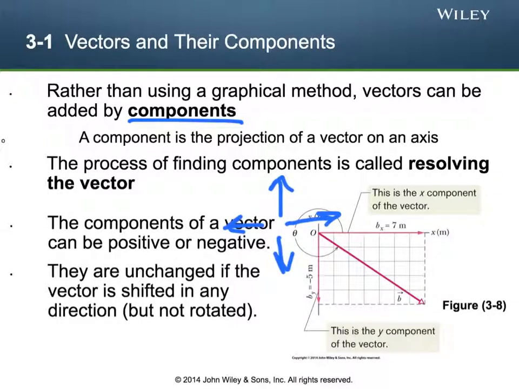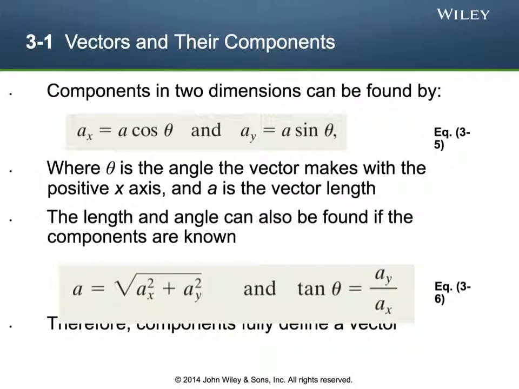These components do not change if the vector is shifted, if it's moved from one location to another, as long as it is not rotated. Once you rotate a vector, you then change the components of the vector. Rotating it may shift more of the magnitude in one of the directions, either the x or the y direction.